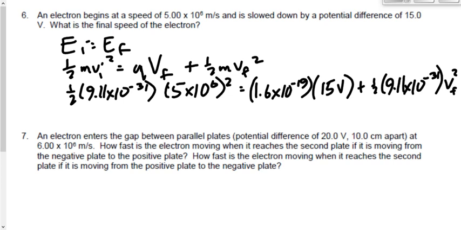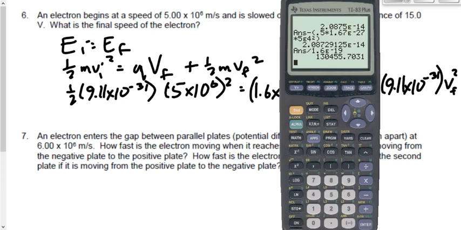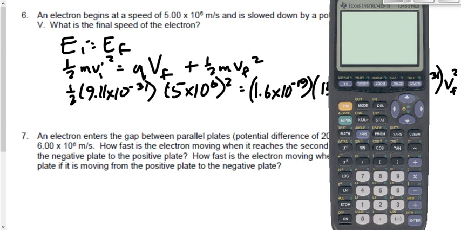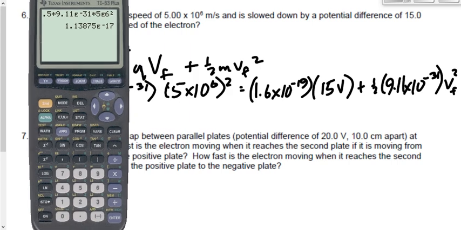All right, so let's get the left side this time. 0.5 times 9.11, 5 times 10 to the 6. Because I'm doing it with the EE button, I can just hit the squared button without exponent, without brackets. There's my left side.